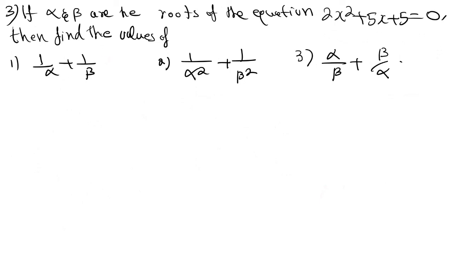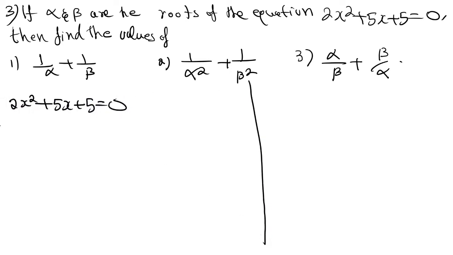See the next question. If alpha and beta are the roots of the equation 2x square plus 5x plus 5 equal to 0, you need to find the following values. First calculate a, b, c values. Given equation 2x square plus 5x plus 5 is equal to 0. The a value is 2, b value is 5, c value is plus 5.